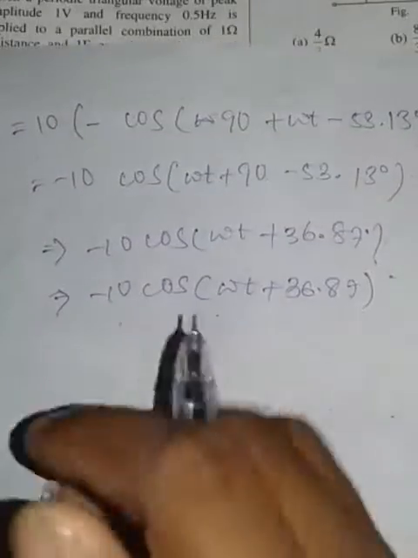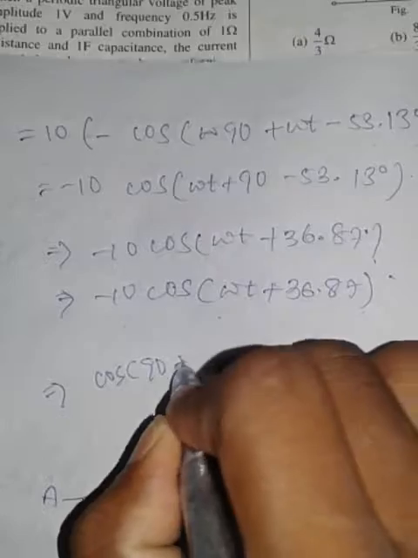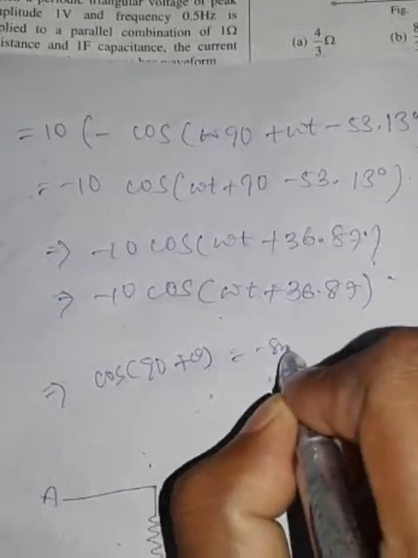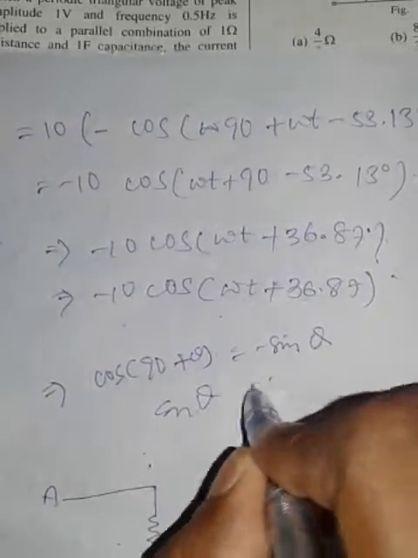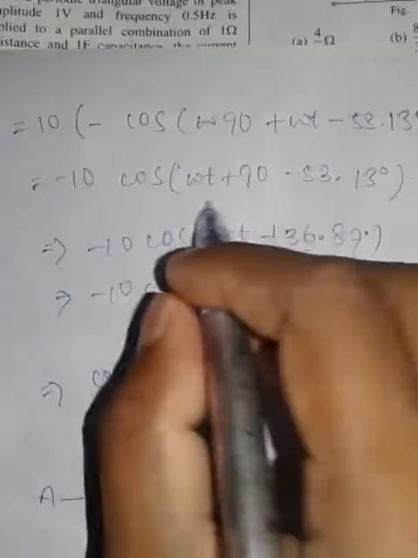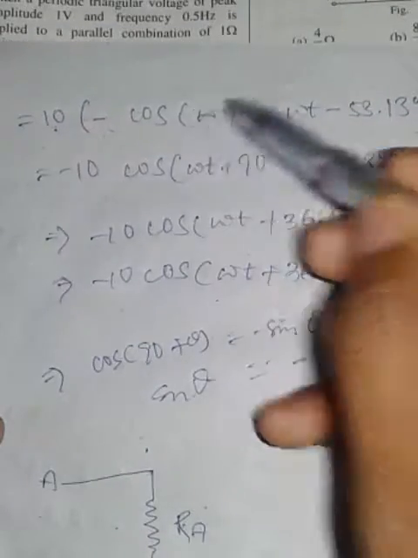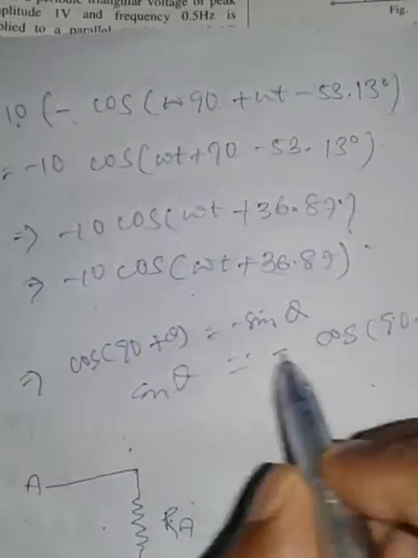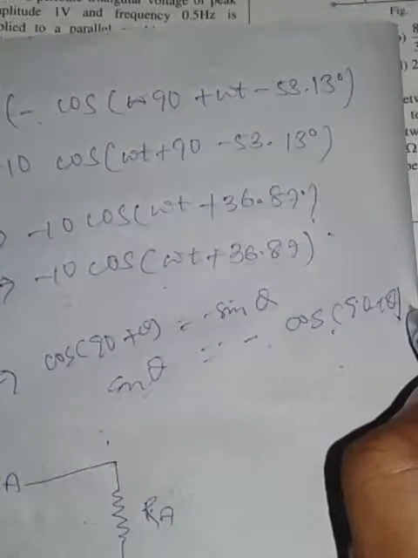Let's see here. We can write cos of 90 plus theta is equal to minus sin theta. So sin theta we can write as minus cos of 90 plus theta. We are writing this only to change from the starting equation to this one, so the previous equation is reduced.